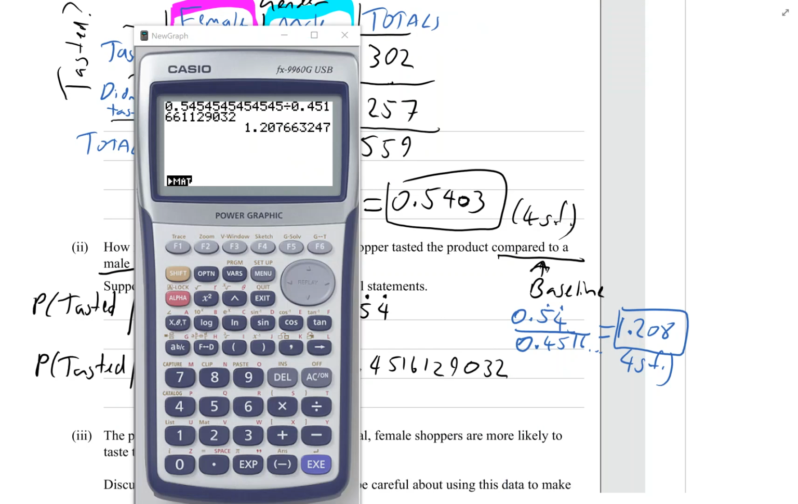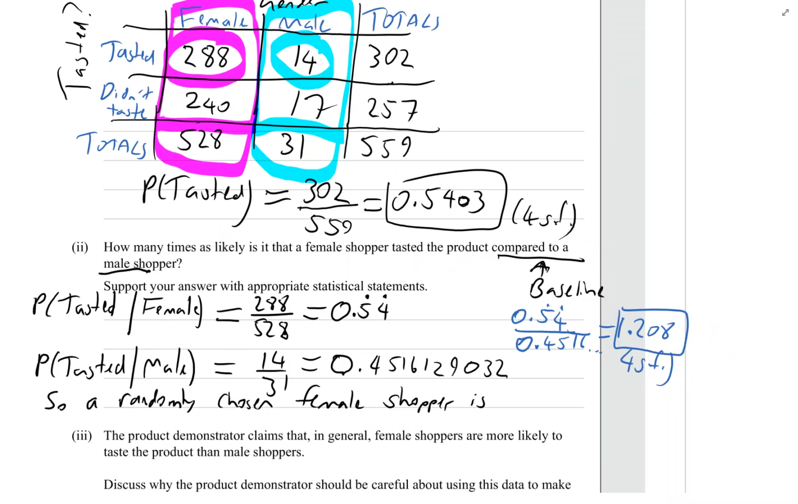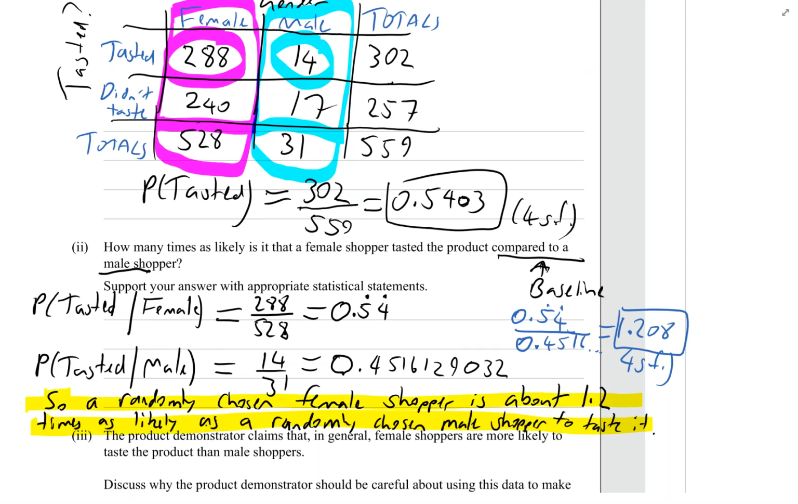So writing that down, showing our working, and then writing a conclusion in words. So the question was how many times is likely? Well, a randomly chosen female shopper is about 1.2 times as likely as a randomly chosen male shopper to taste the product. Okay, so we can say about 1.2 because we've already showed how we worked it out up here. So that's in our working, and that's really important.